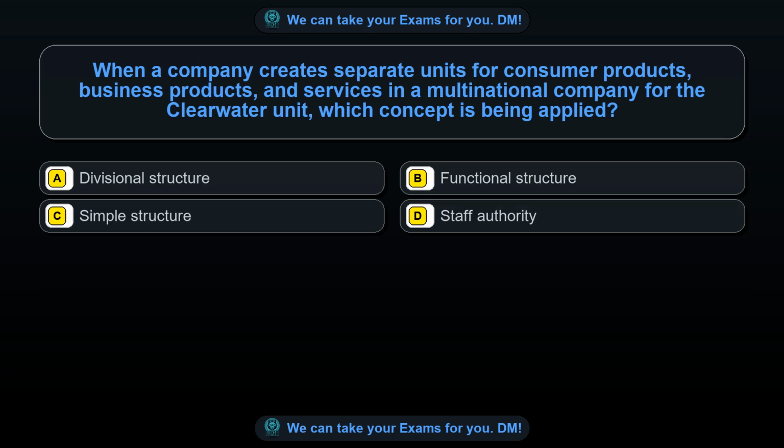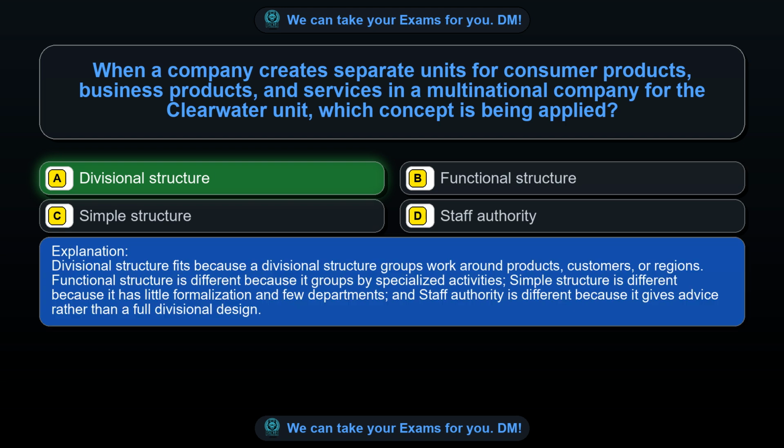Question 76. When a company creates separate units for consumer products, business products, and services in a multinational company for the Clearwater unit, which concept is being applied? Option A, divisional structure. Option B, functional structure. Option C, simple structure. Option D, staff authority. The correct answer is option A, divisional structure. Divisional structure fits because a divisional structure groups work around products, customers, or regions.